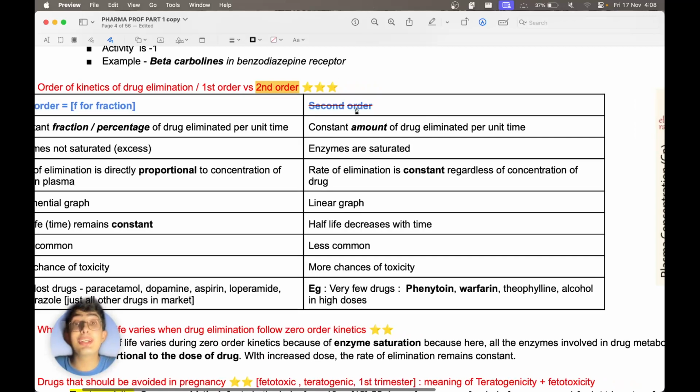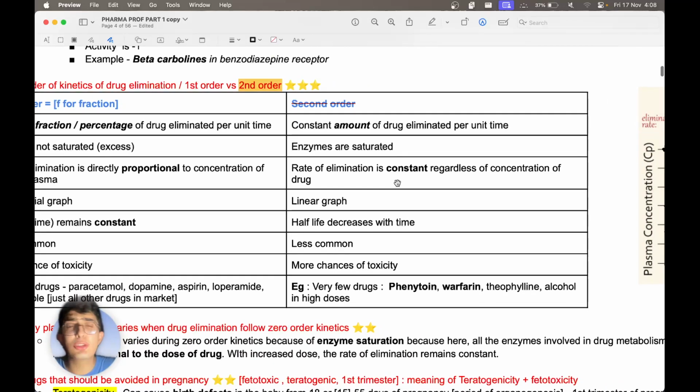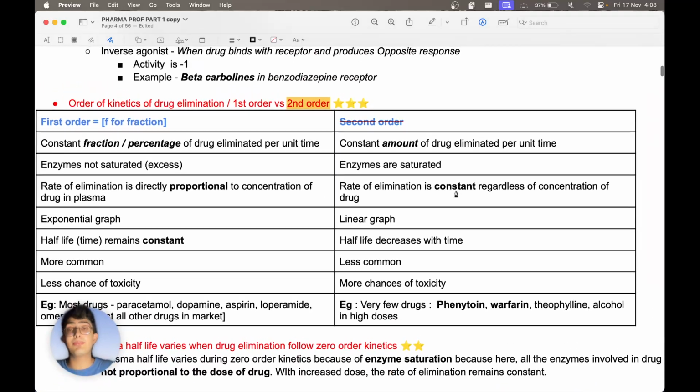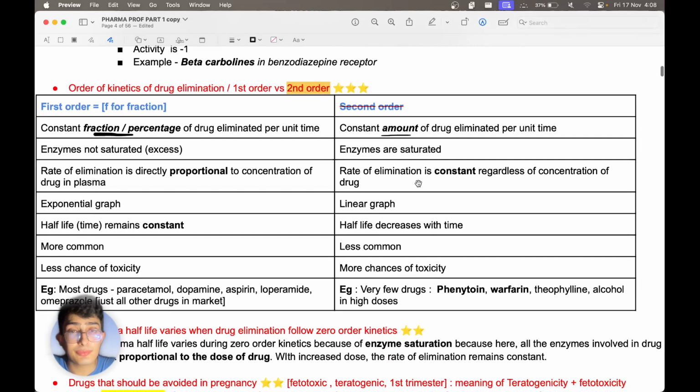But in zero order kinetics, the rate of elimination is constant regardless of the concentration of the drug. Why? Because we are removing a constant amount, not a fraction, right? So if you give 100 milligrams of the drug in zero order kinetics, in 1 hour it's going to be 80 milligrams, because we are removing 20 milligrams, right? But if you give 200 milligrams of a drug in zero order kinetics, in 1 hour it's going to be 180 milligrams, because here we are not looking at the percentage. We're not removing 50%, right? We're removing a fixed amount. So if you give 1000 milligrams of the drug as well, only a constant amount, only 20 milligrams, is going to be removed. So in zero order kinetics, if 100 milligrams of drug is given, in 1 hour it's going to be 80 milligrams.